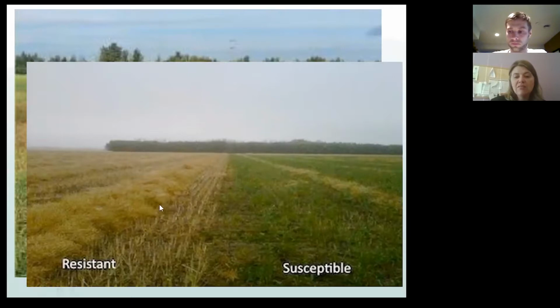So they started by seeding the variety that was resistant, which wasn't really something that they were looking for, and they picked the same company's variety. It happened to be susceptible, and you can see the difference. They got about 50 bushels an acre on the resistant side, and they got about 15 on the susceptible side. So that just shows you how that resistance can really make a difference.